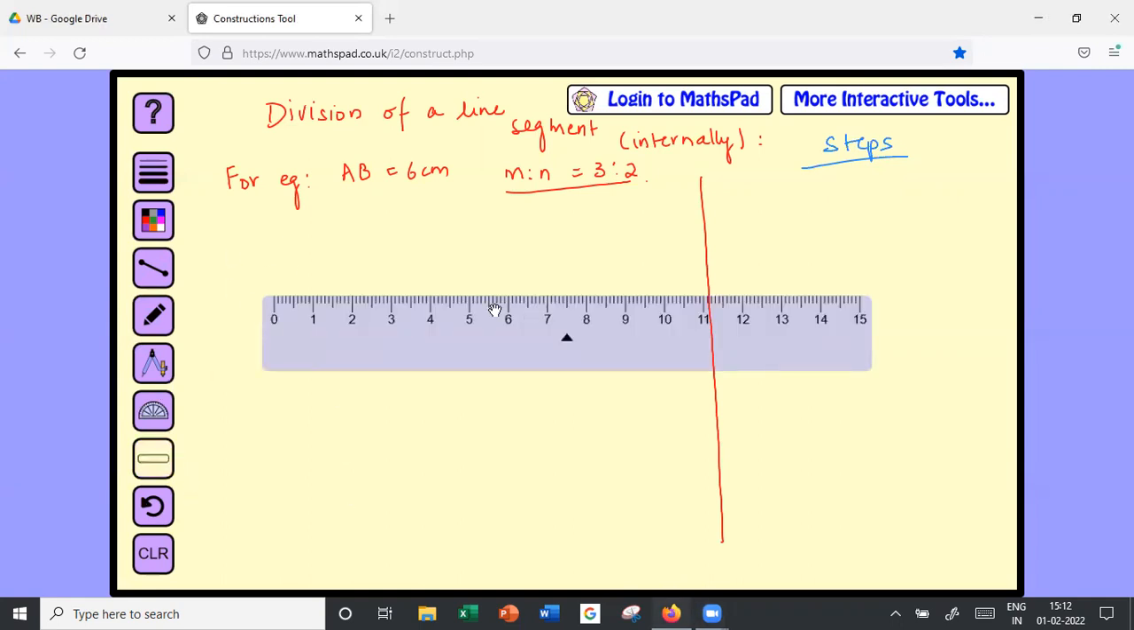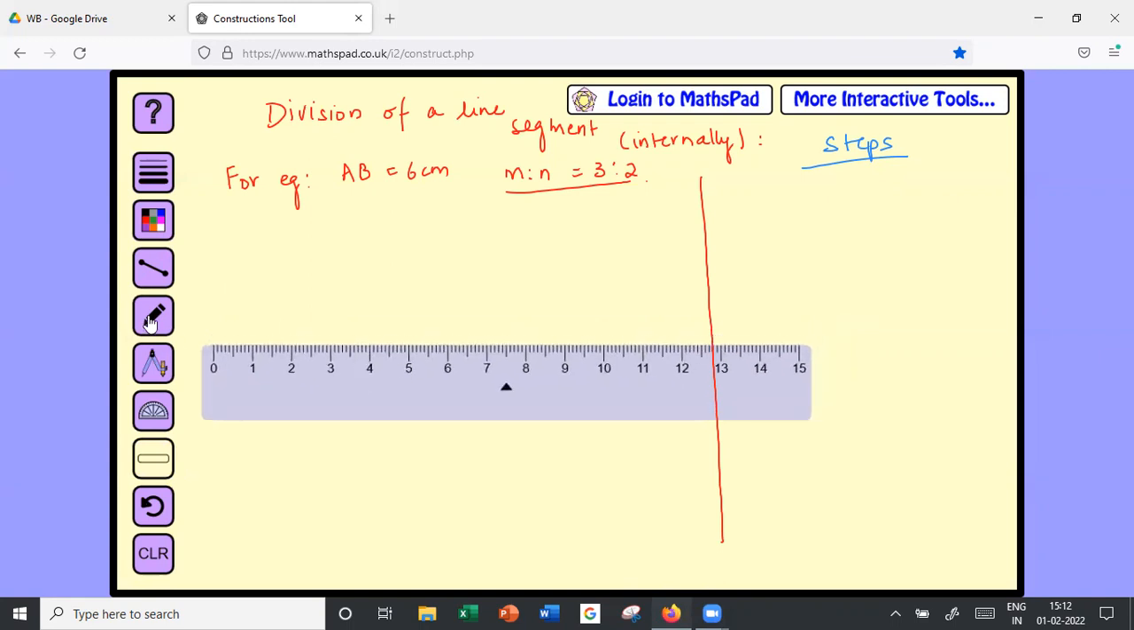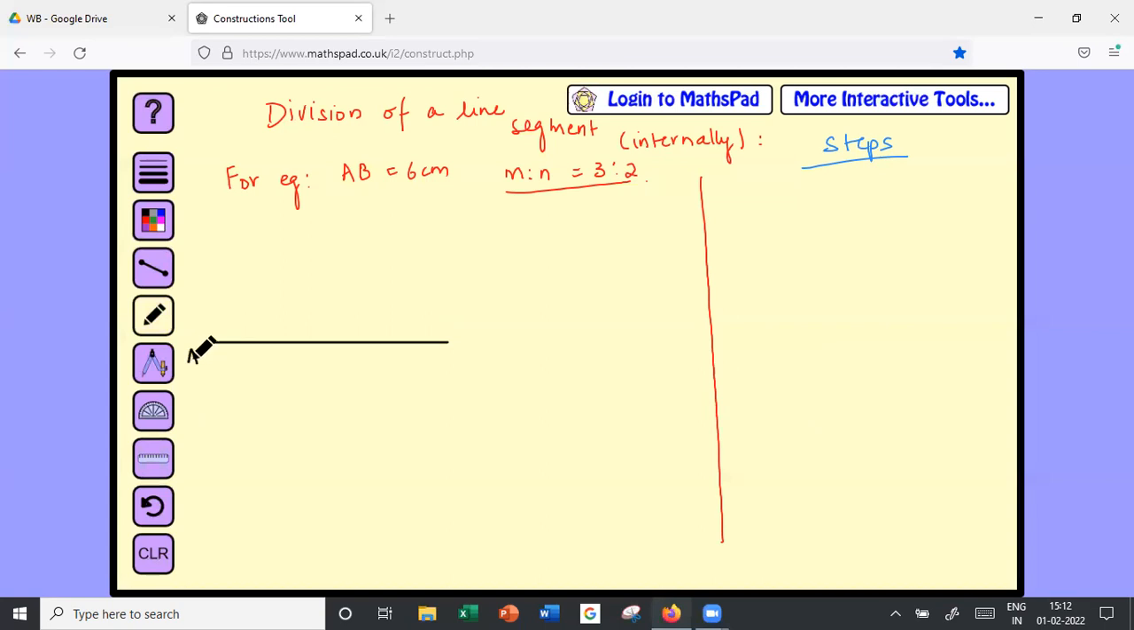The first thing you do is you will take your ruler and you will draw a line measuring 6 centimeters, right? You can also label it A, B.